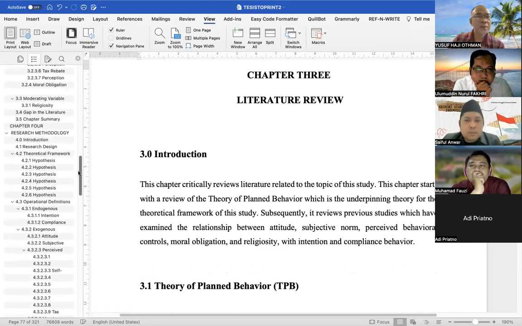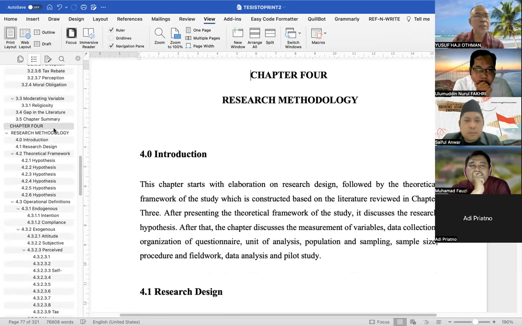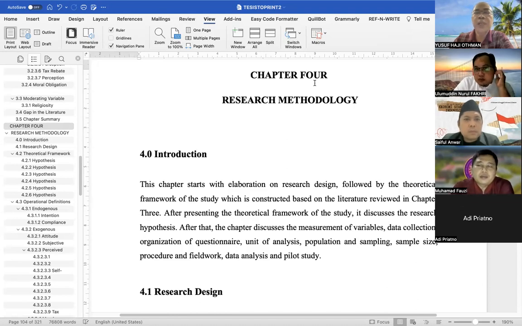So chapter 3 should be research methodology, but in my case, it becomes chapter 4. But it doesn't matter. You want to pass, so you do whatever your examiner asks you to do. All right, let's talk about research methodology. In your writing, it should be chapter 3. So it depends on your supervisor, it depends on your examiner, right?